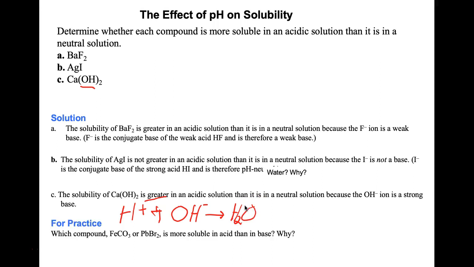All right. Now, what about these two? See if you can answer that question. Which compound, FeCO3 or PbBr2, is more soluble in an acid than a base, and why? So the question is really about carbonate, CO3, and bromide, Br-. Carbonate, CO3, is from a weak acid, so carbonate is a strong base. Br- is from the strong acid HBr. So which compound is most soluble in an acid? This guy.